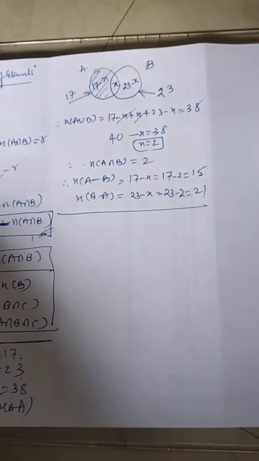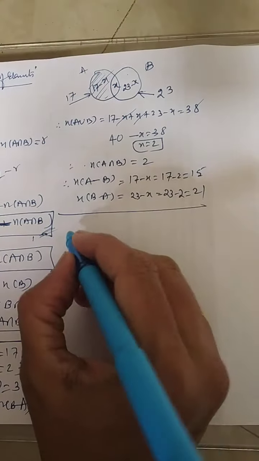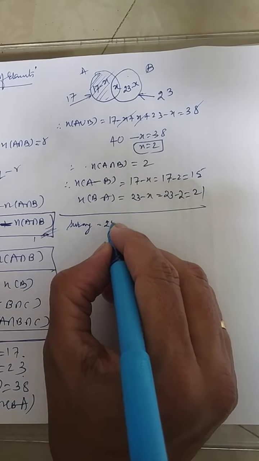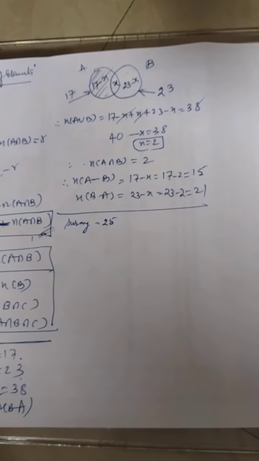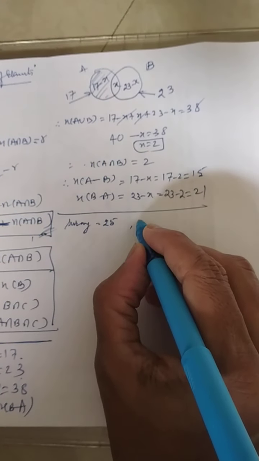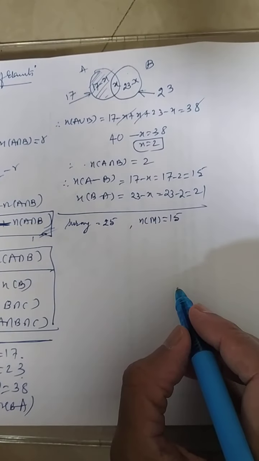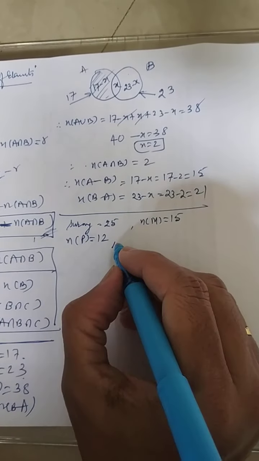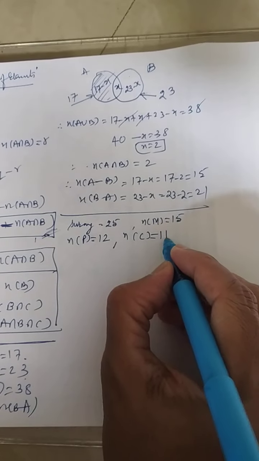Now I am reading the same question and noting down the information. In a survey of 25 students, the first information given is the survey of 25 students. Next, it has been found that 15 students have taken mathematics. So the number of students who have taken maths is 15. The number of students who have taken physics is 12. The number of students who have taken chemistry is 11.